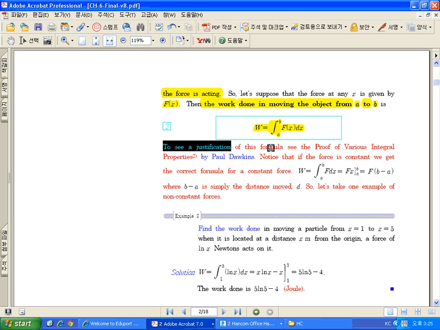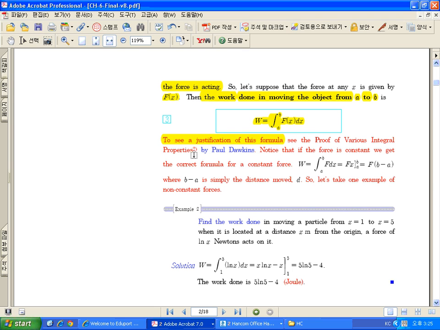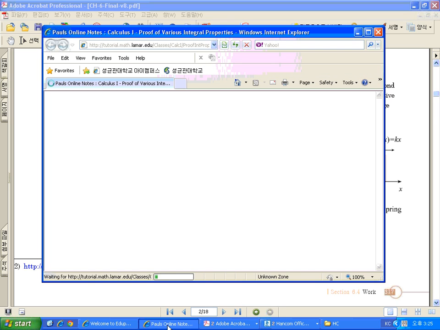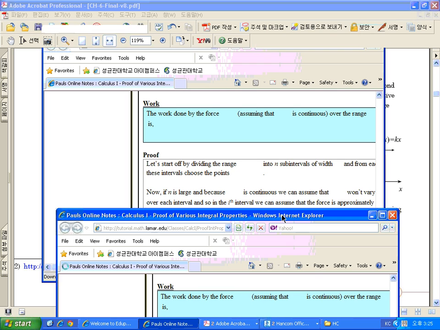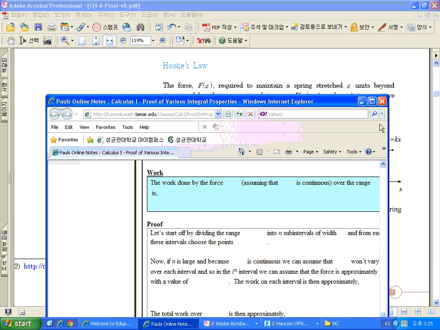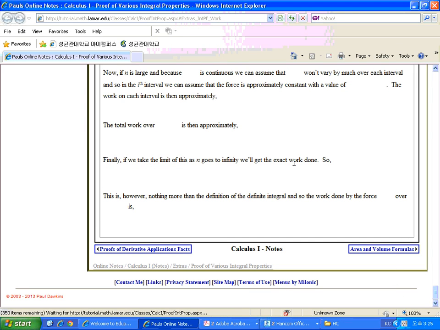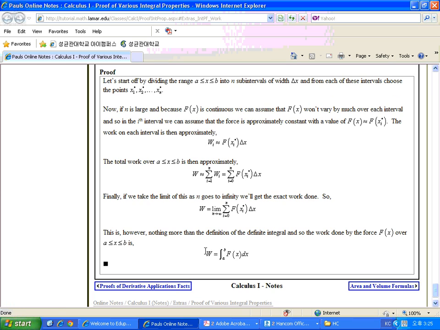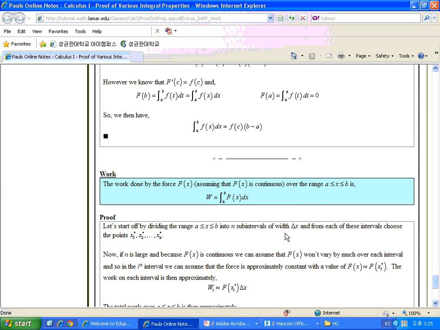To see a justification of the formula, we may take a look at the proof here. Here is the proof of this formula on work with variable force. So this is the formula that we introduced now.